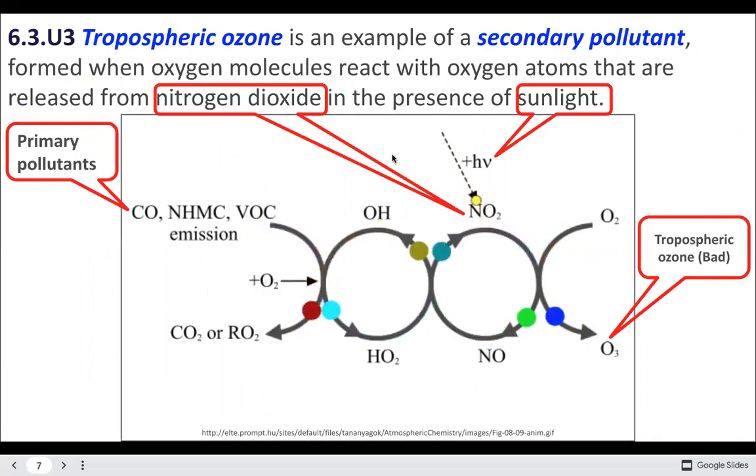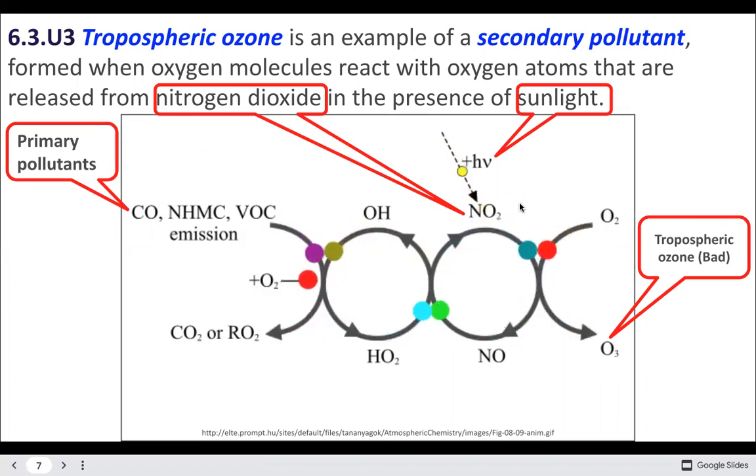and then O2 as well. So we see the nitrogen dioxide right here, and the energy from the sun splits one of those oxygen molecules off, and that oxygen joins with an O2 to create O3, tropospheric ozone. Bad. It's bad because it creates smog, but also tropospheric ozone has health effects too.